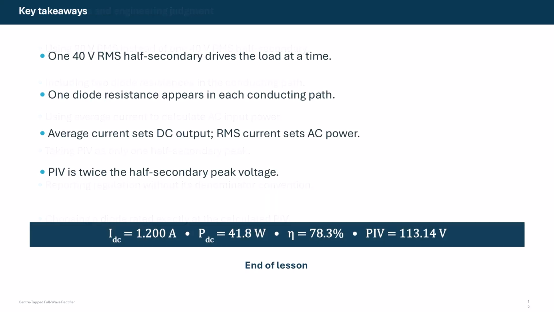The center tap and alternate diode conduction produce a unidirectional full wave load current. The current calculation uses 40 volt RMS half secondary and one diode resistance. Average current determines the DC output, while RMS current determines AC input power. A center tapped rectifier requires each diode to withstand approximately twice the half secondary peak voltage. These distinctions lead directly to the calculated results and help prevent the most common design errors.